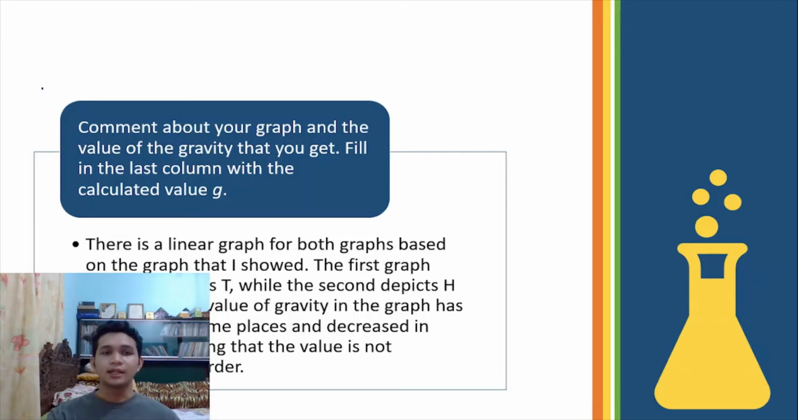There is a linear graph for both graphs based on the graph that I showed. The first graph depicts H versus T, while the second depicts H versus T squared. The value of gravity in the graph increased in some places and decreased in others, indicating that the value is not decreasing in order.